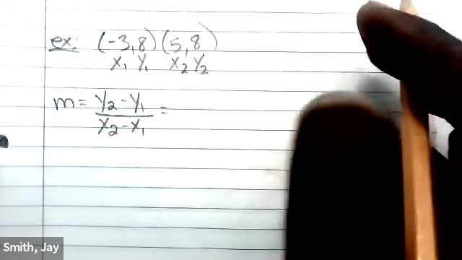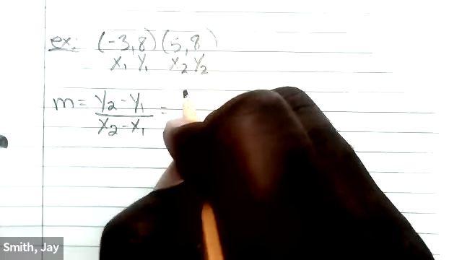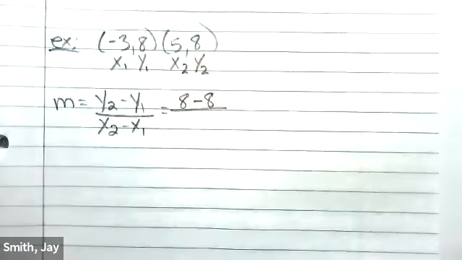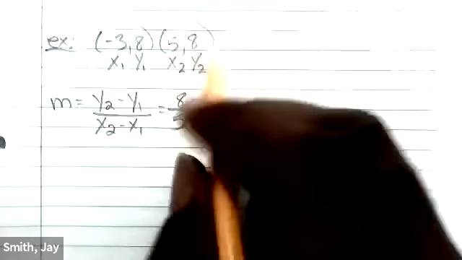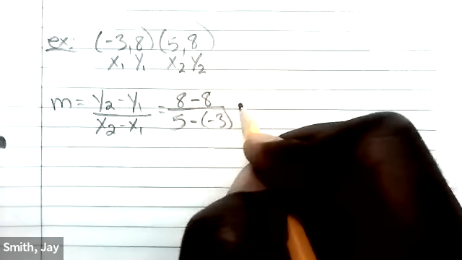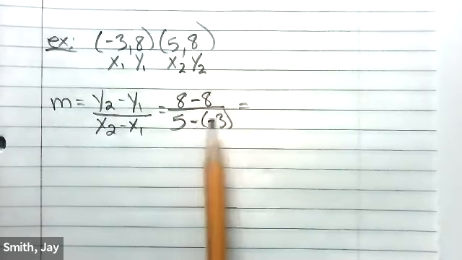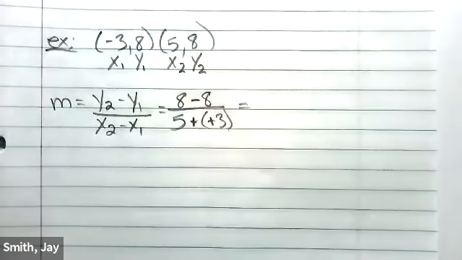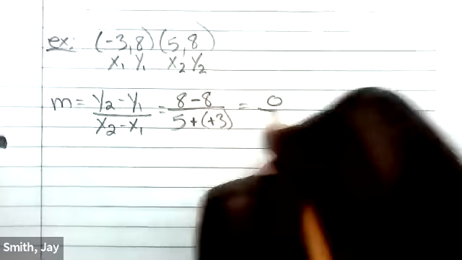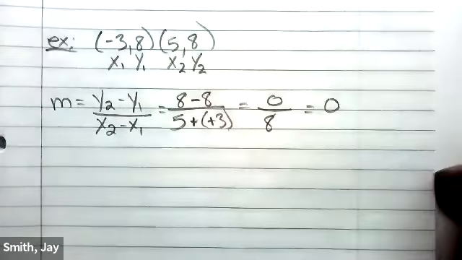So here, y2, 8, minus y1, also 8, divided by x2, 5, minus x1, which is -3. Notice the subtraction is a part of my formula. So if I subtract the negative, I must keep both signs. But remember, if we subtract the negative, essentially we're adding. 8 minus 8 is going to give me 0 over 5 plus 3, 8. So my slope ends up being 0 itself.